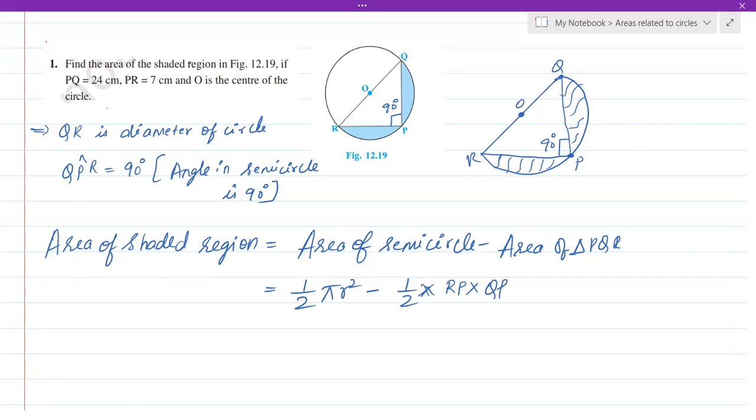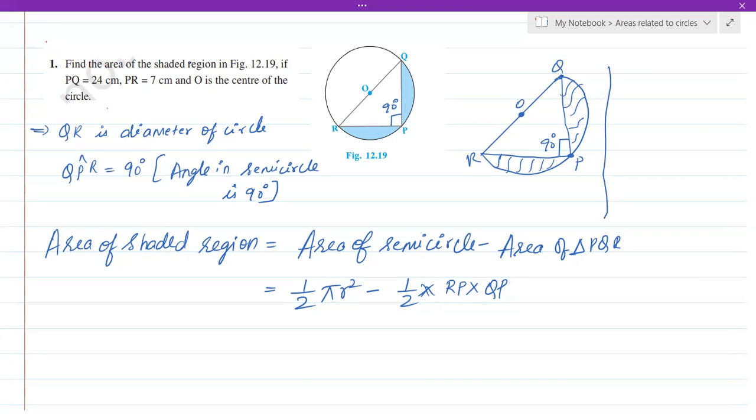Now the problem here is, they have given you the values of RP and PQ, but remember they have not given the radius of the circle, isn't it? So the radius of the circle is not given. If the radius of the circle is not given, then we won't be able to find the area of the semicircle. So we have to find the radius. How to find the radius? Let me do it here.